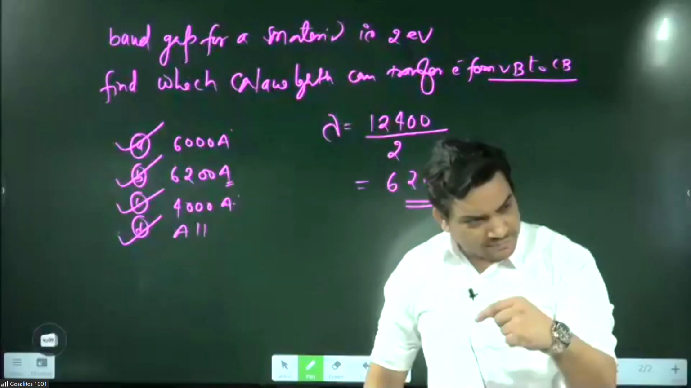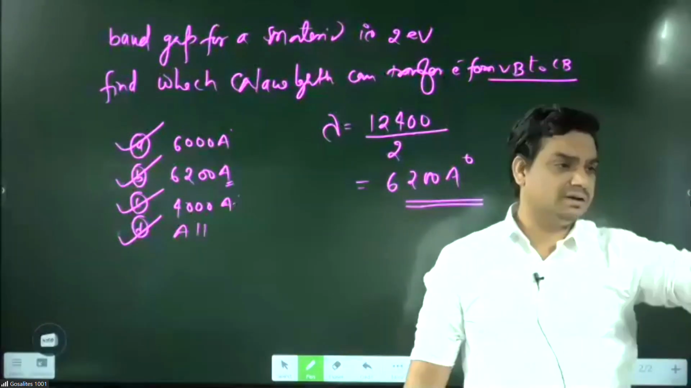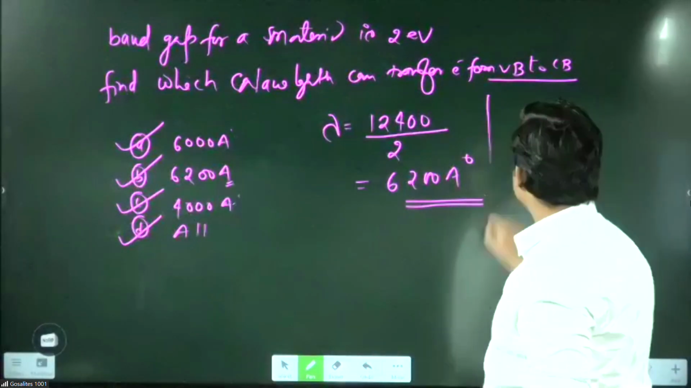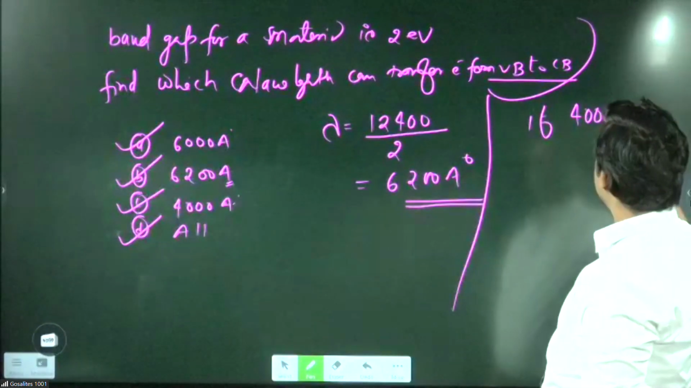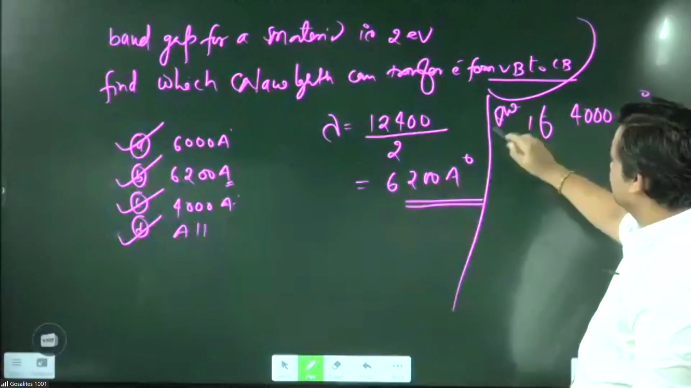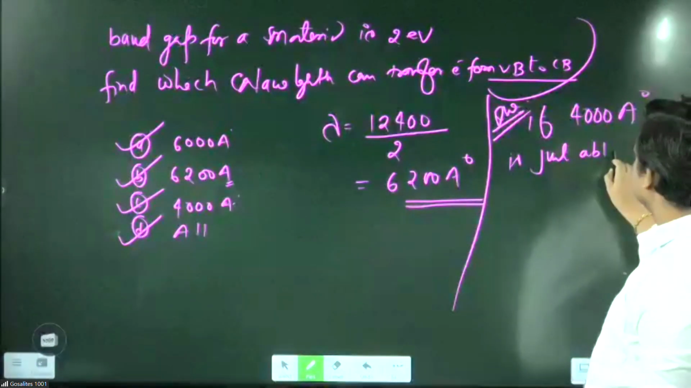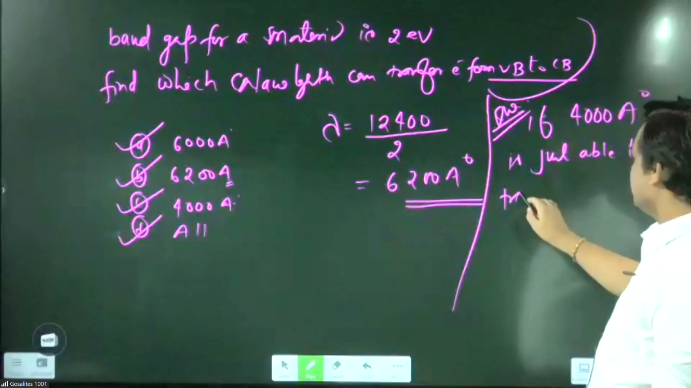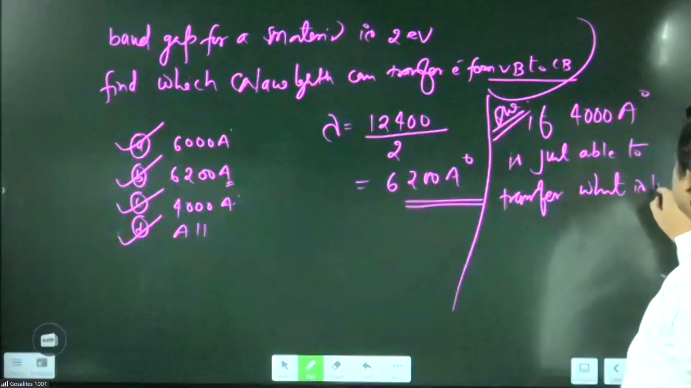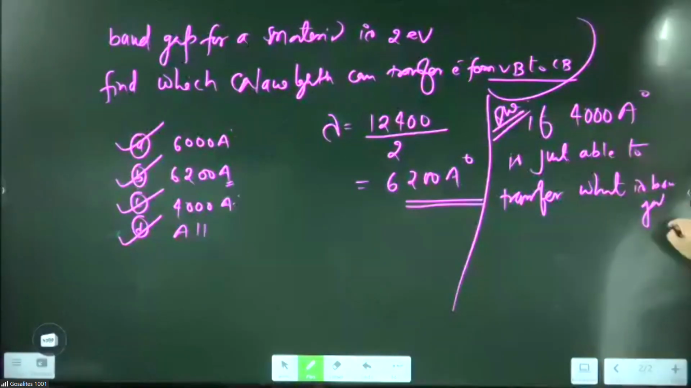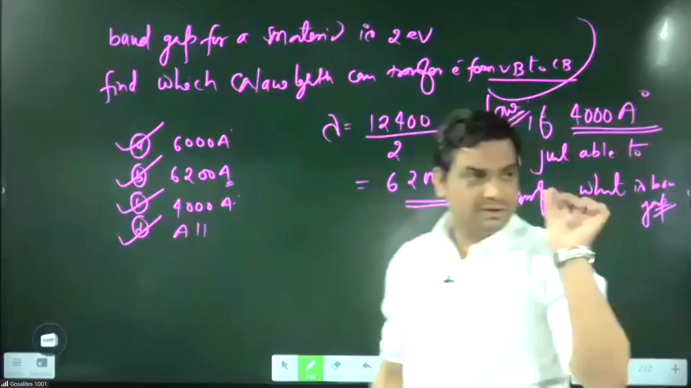Okay. Second question I will ask. If light of 4000 angstrom wavelength is just able to transfer an electron, then what is the band gap? Just able to transfer means this is our limit.